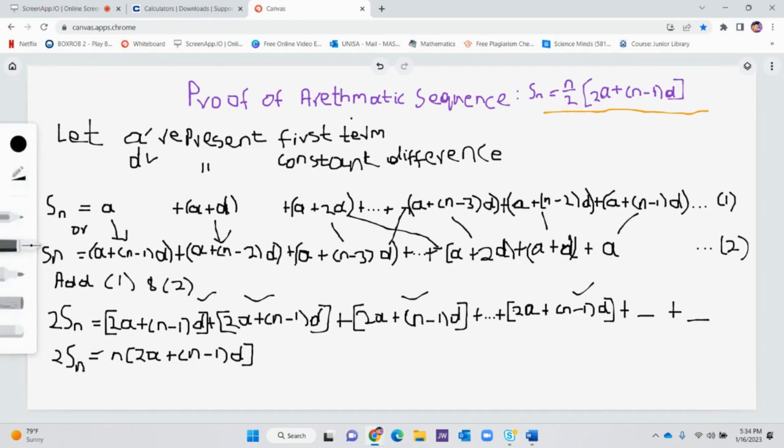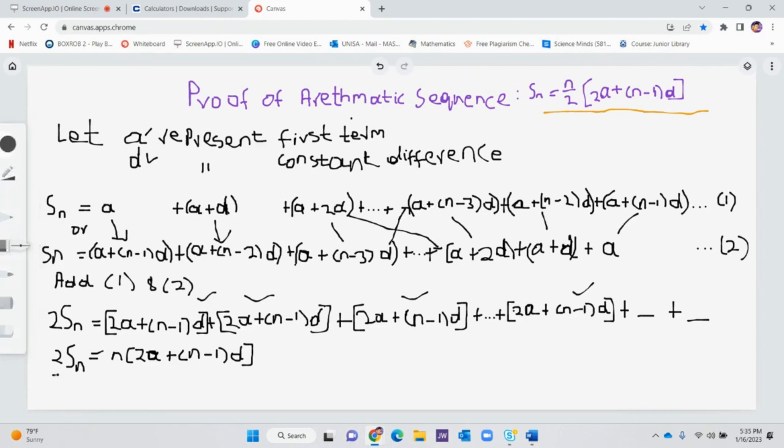So that then means you can add this 2a plus (n minus 1)d up to the number where you are required to stop. So if n was 5, you're going to have 2a plus (n minus 1)d five times. That's what n is for.